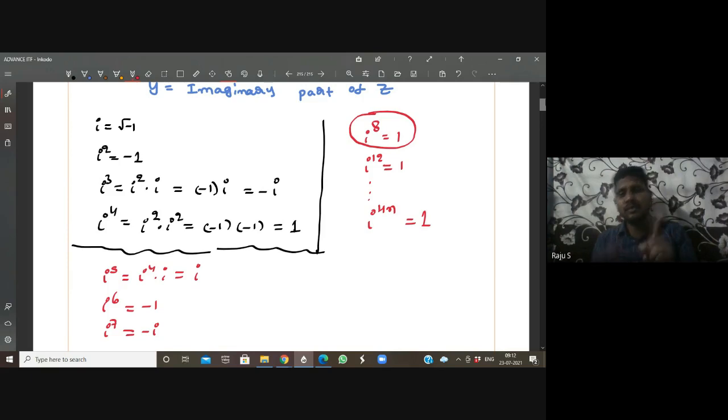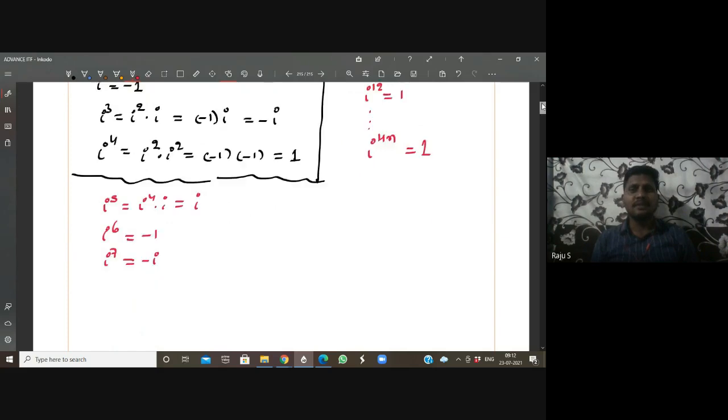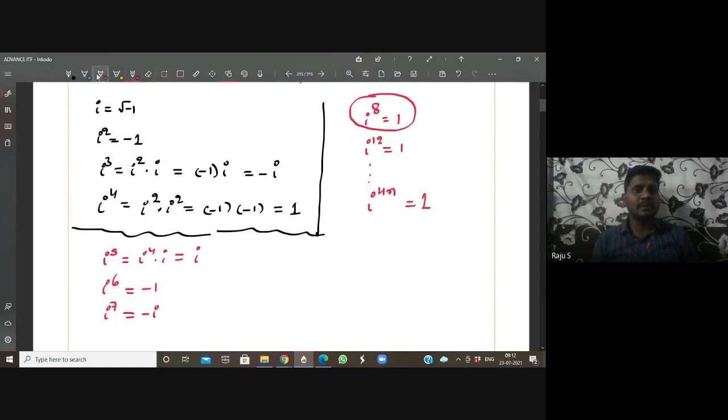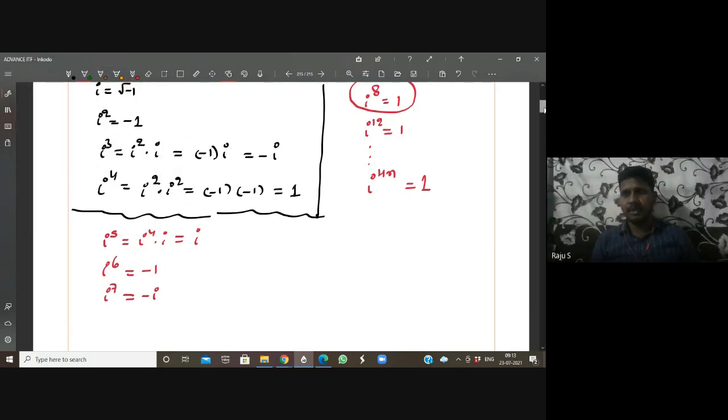Iota power 4 is 1. Iota power 8 is also 1. But what is the least? The least value is 4. Based on this, a few questions are there that we will discuss. Next, my questions. Up to here clear? Yes, sir.